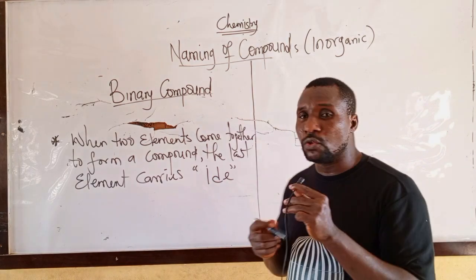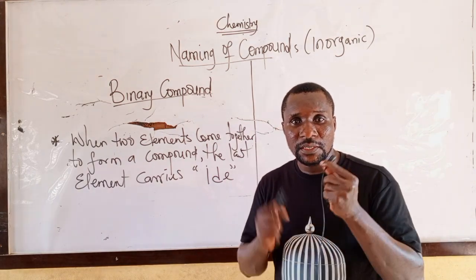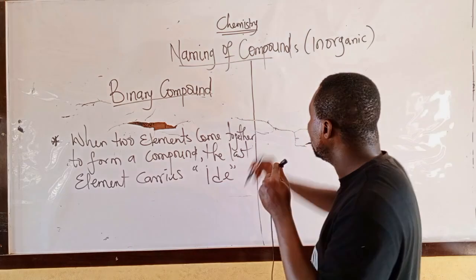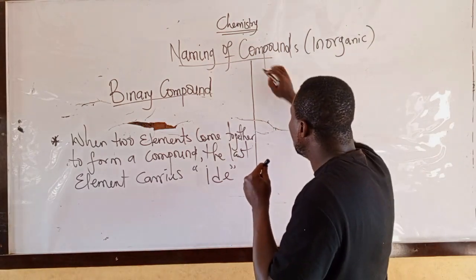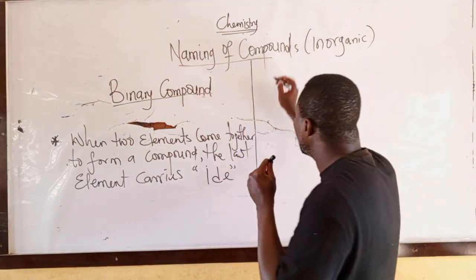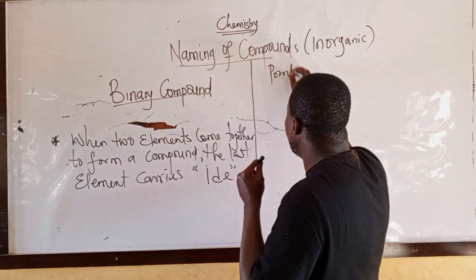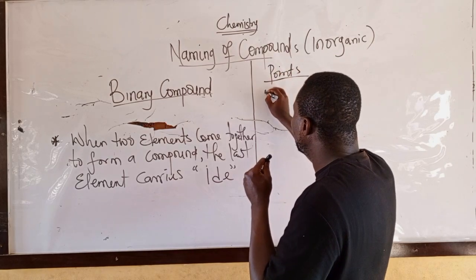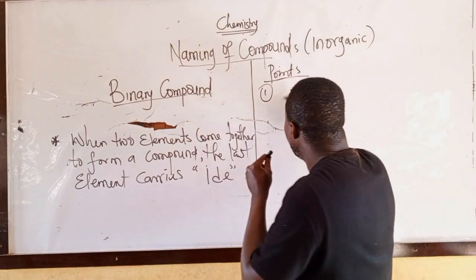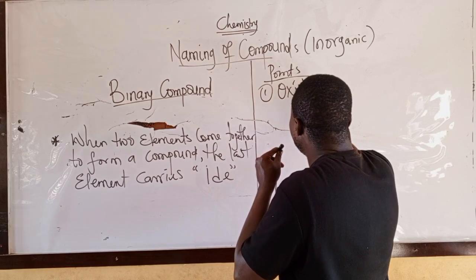But before we go into this, I want you to understand some points. Take note of this point. There are some points you have to know. Point one. Let me write them here. The first point: oxidation number.